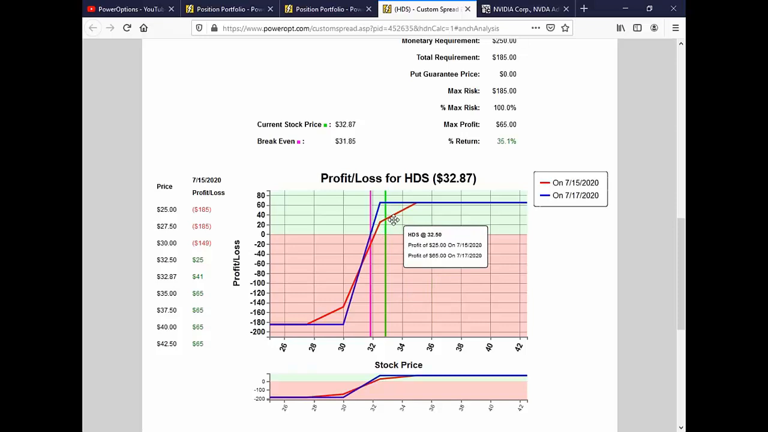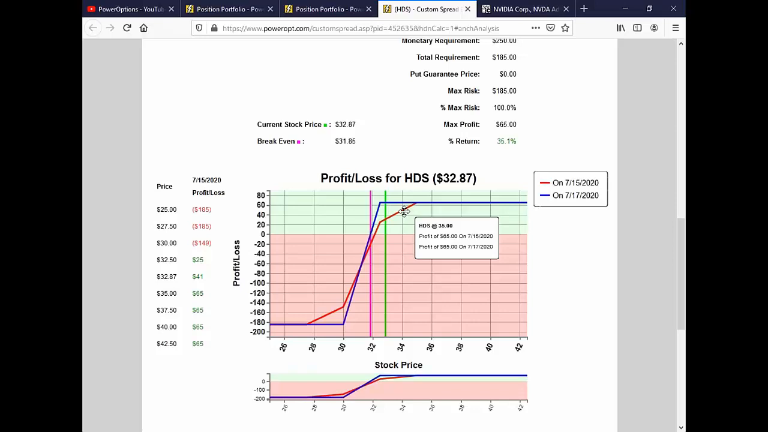So even if the stock went up to $34 here prior to expiration, and this is July 17th, but let's say on Tuesday or Wednesday, I'm still not going to be at full profit, and I would never expect to be above the maximum profit in this case for liquidating the position.